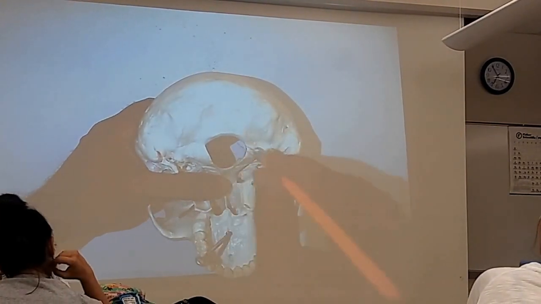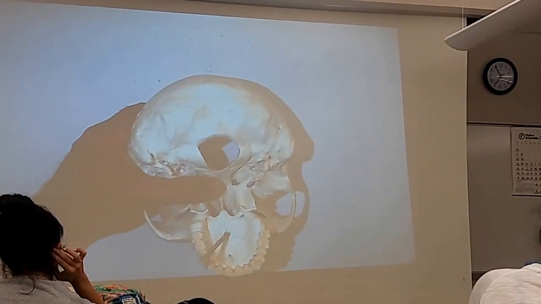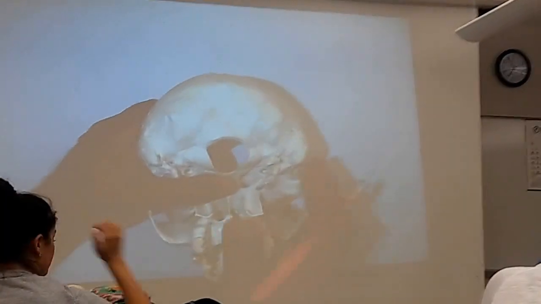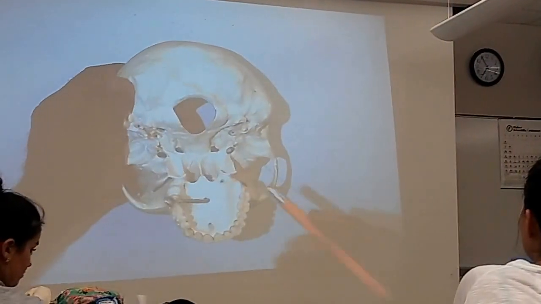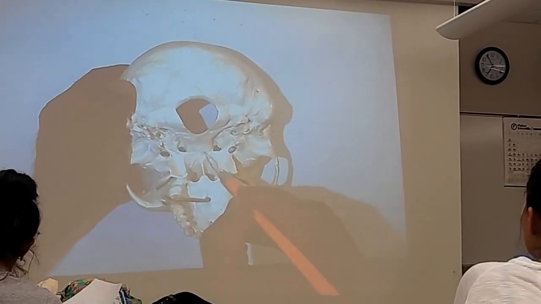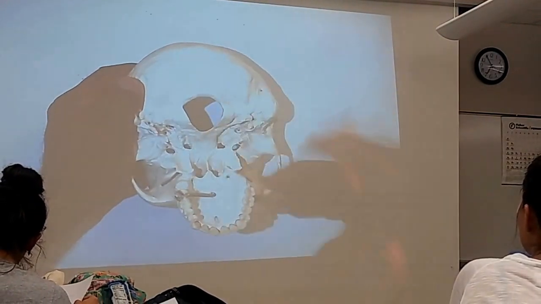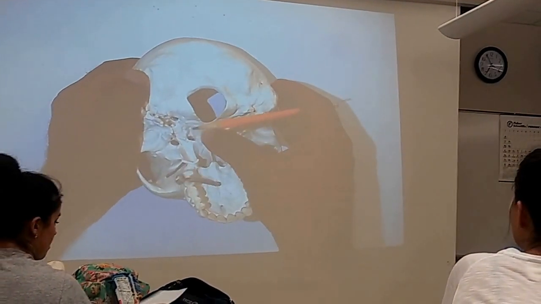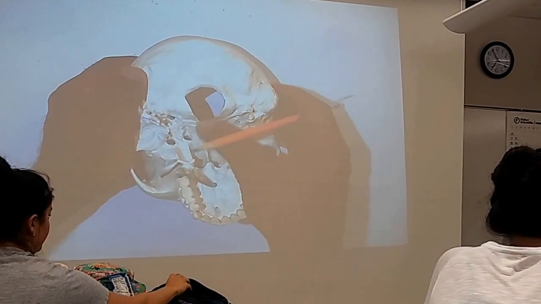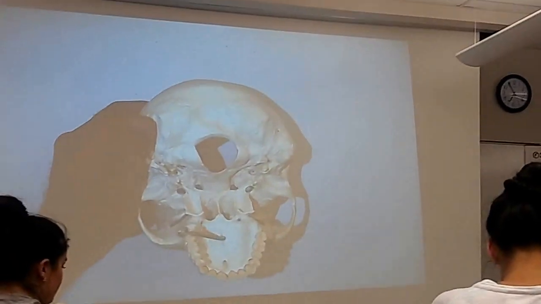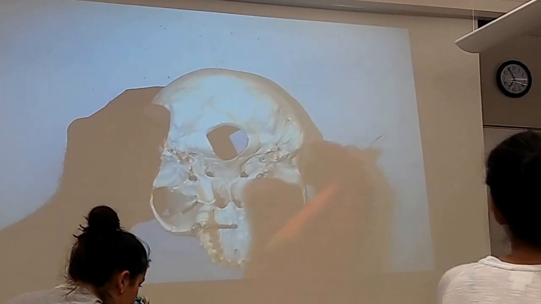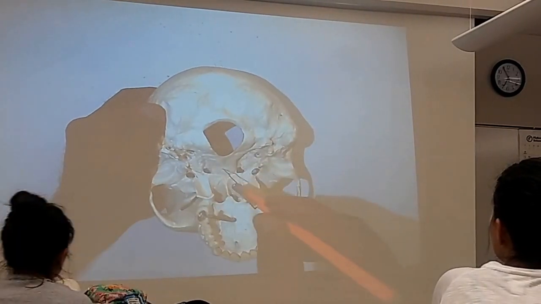Then we will have this big foramen, which is the foramen magnum. That's where the spinal cord will emerge. And then we agreed that this is the basilar process. And if you feel here, not in this model, you will feel a tubercle that is your pharyngeal tubercle. But you can ignore that since we can't see it. Are we good? But this is the basilar process.